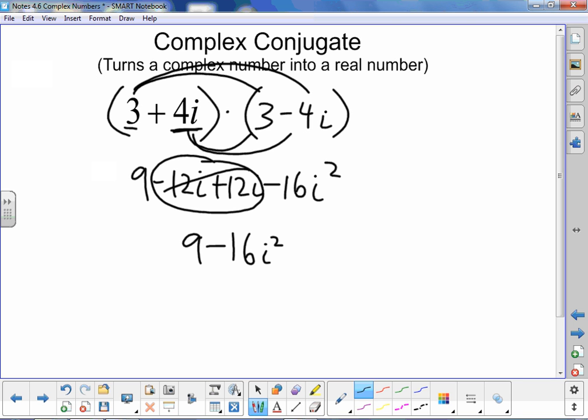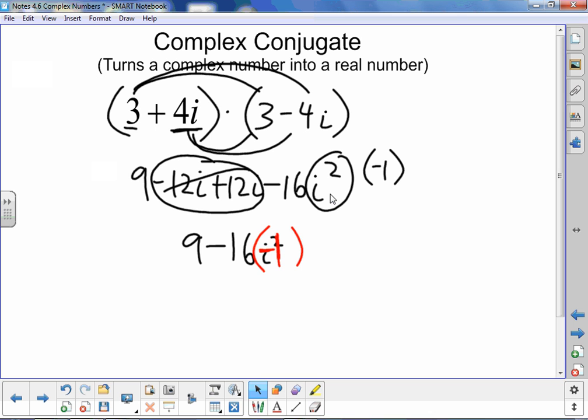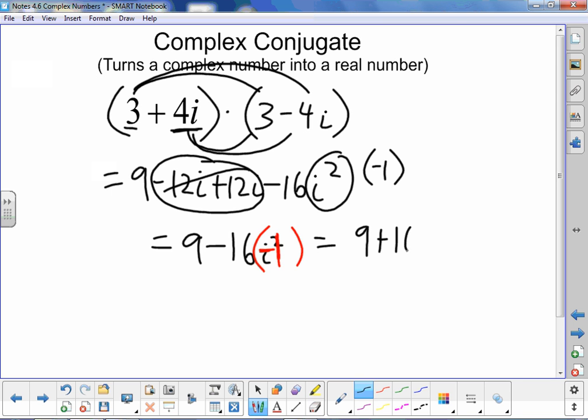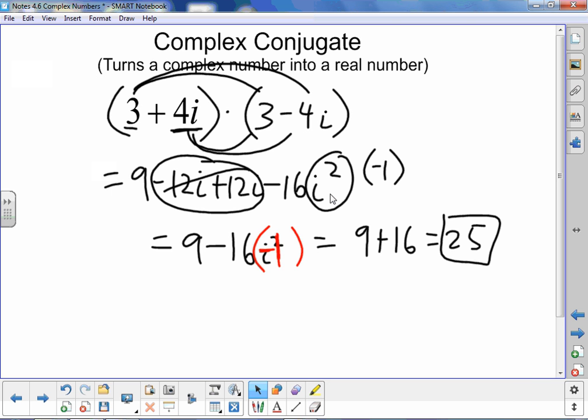The reason why I say it doesn't matter is because we have i squared, and if you remember, i squared can be replaced by a negative 1. So this is actually 16 times a negative 1, which is basically 9 plus 16, which is 25. All right. So that's how you turn a complex number into a real number. So we turn that into that by multiplying by this.